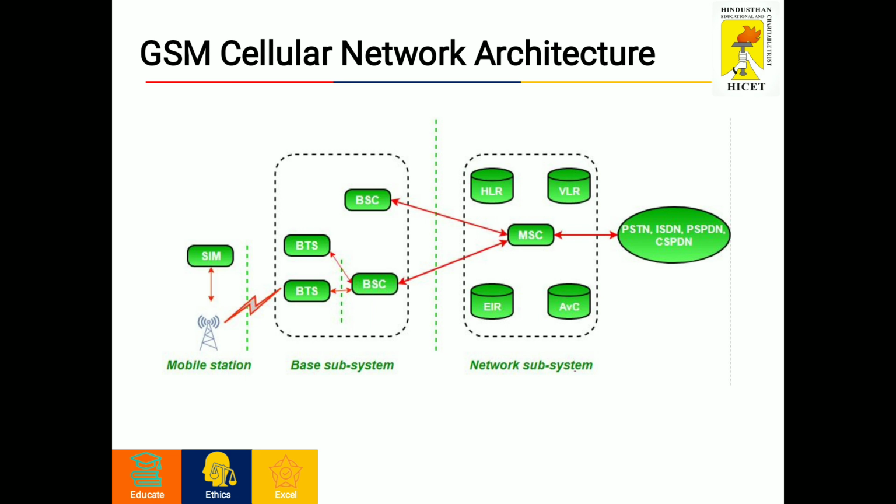Now coming to the GSM cellular network architecture diagram, here we see the mobile station has been connected to the base subsystem through a wireless medium, and the base subsystem has been connected to the network subsystem. Finally it reaches the PSTN and the destination end. Okay, so here the base subsystem consists of BTS and BSC, and the network subsystem consists of MSC, HLR, VLR, EIR and AUC.